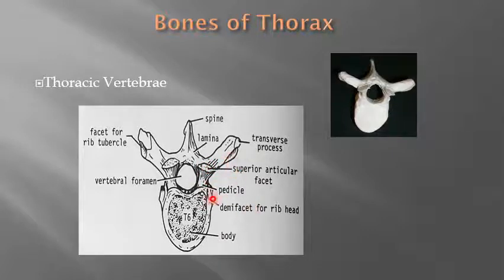Okay, so you have all of these different parts of the vertebrae. You have the body. The thoracic vertebrae also have attachments for the ribs. So the ribs, you can see here, facet for the rib tubercle. The ribs actually attach at two different points. They have a point where they articulate with the transverse process, and then they also articulate with the vertebral body. So the ribs actually have two articulations in relation to the thoracic vertebrae.